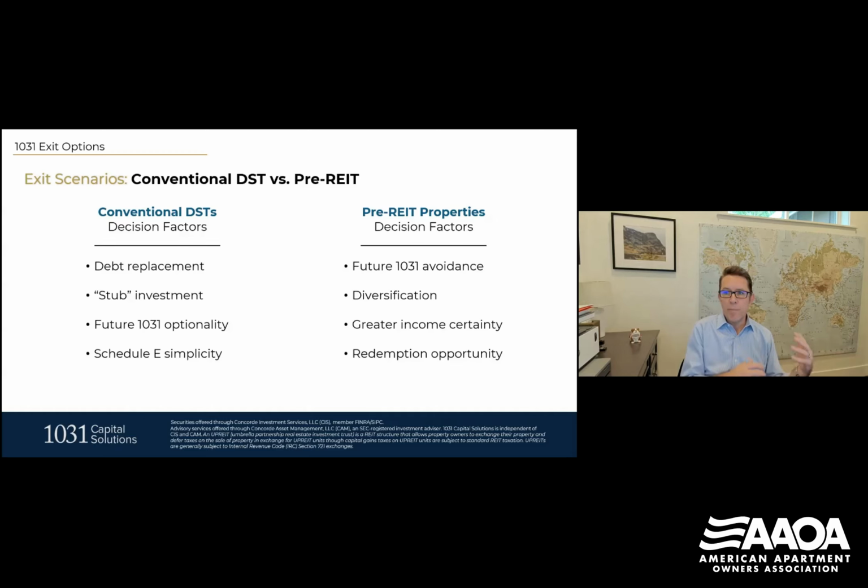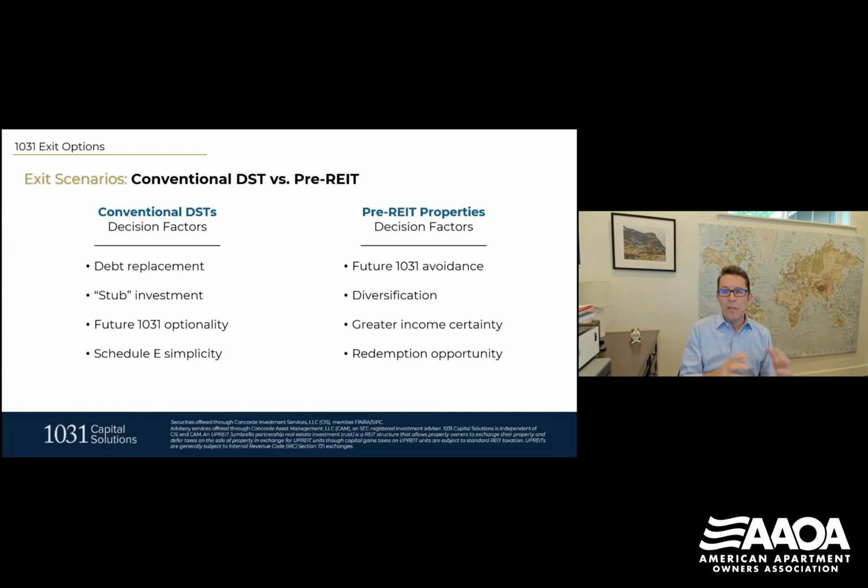So if you need to replace debt as part of your 1031 exchange because you paid off a loan on the property that you just sold, you are more likely to want to go into a conventional DST because there is more likely to be a financing option with the available conventional DST programs than with the pre-REIT programs. So debt replacement is a key factor.